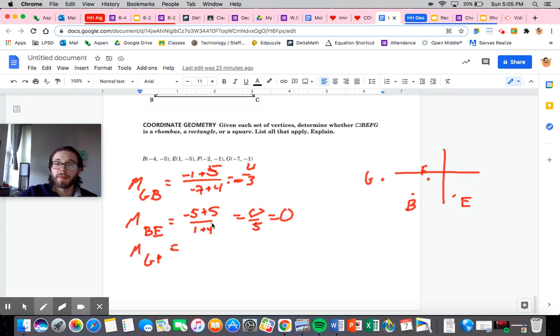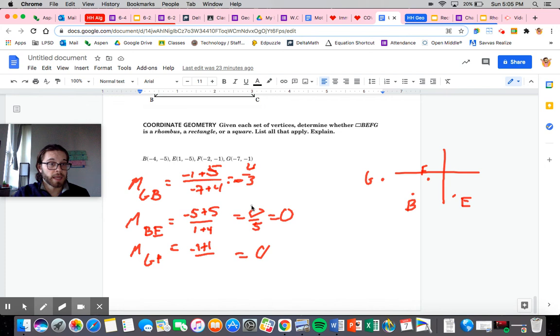Let's just confirm. I'm going to do GF just to make sure. Change in y, -1 plus 1 is 0. Okay, so these are not going to be perpendicular because this is not perpendicular to that. So this is not a rectangle. So I can eliminate the rectangle. Also, I can eliminate the square. That being said, by this information, I cannot eliminate the rhombus. In fact, I actually know nothing about this in terms of the rhombus.